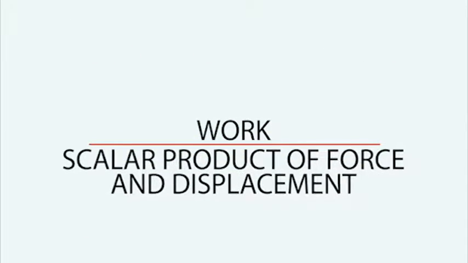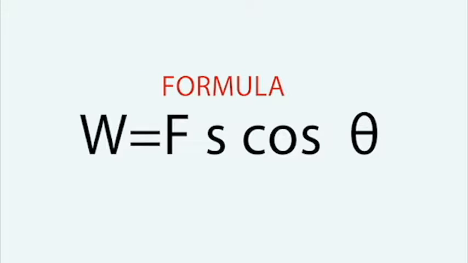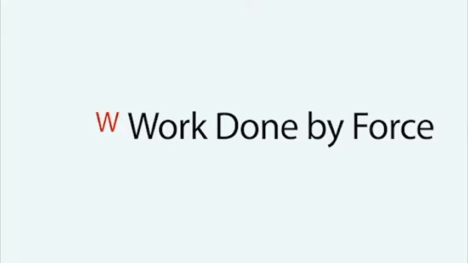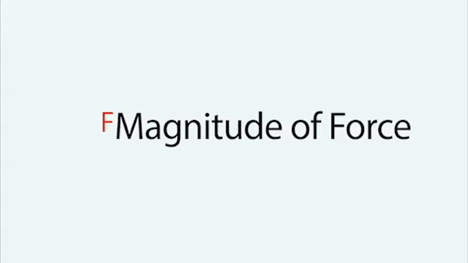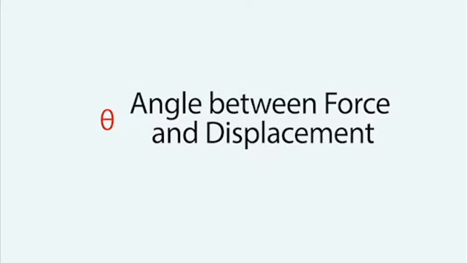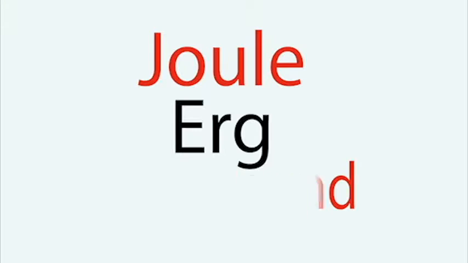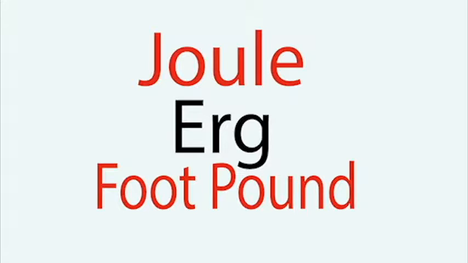To start, let us define work and power. Work is a scalar product of force and displacement with the formula W equals Fs cosine theta, where W is work done by constant force, F is magnitude of force, S is magnitude of displacement, and theta is angle between force and displacement, and joule, erg, and foot-pound as its units.